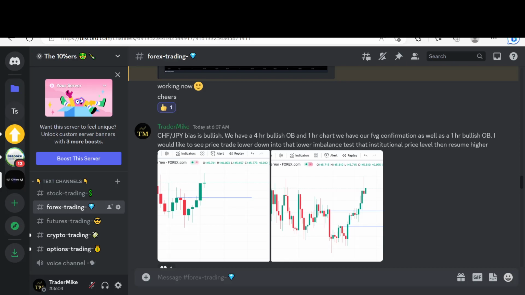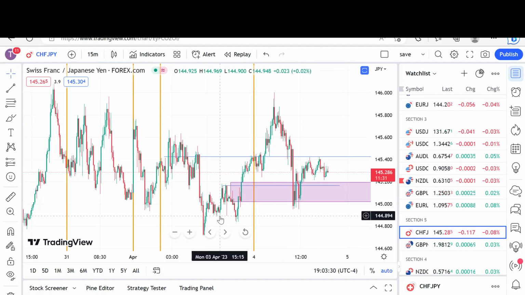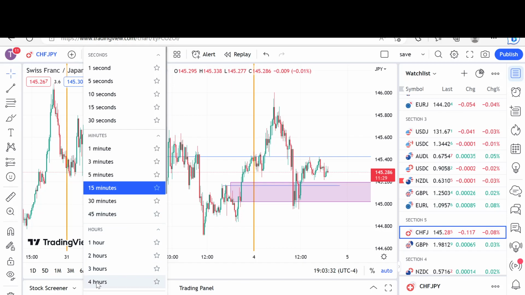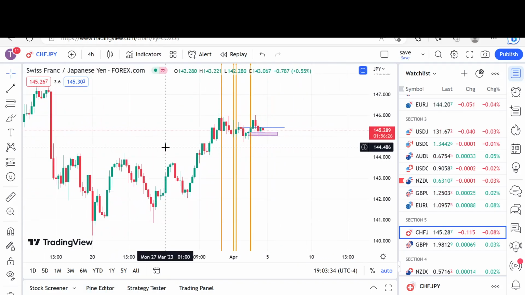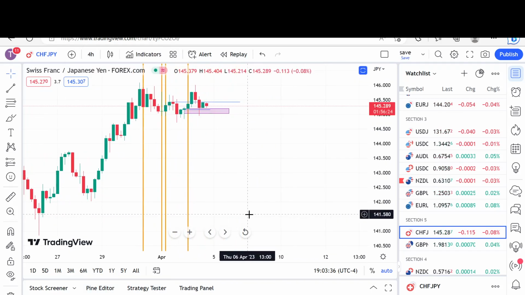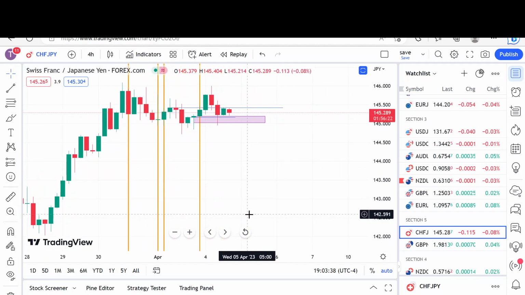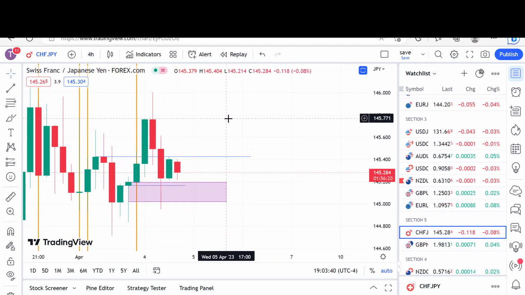What imbalance am I referring to? What do I mean when I say institutional price level? What does all this mean? What does order block mean, right? So let's go to the charts. Let's go to a 4-hour first. All right, these are just day dividers right here. Those orange lines, those are just day dividers.